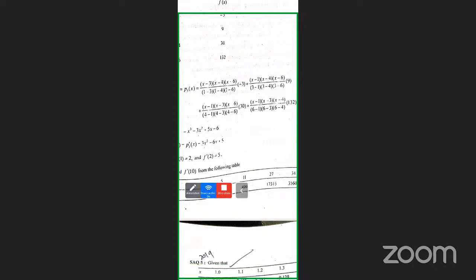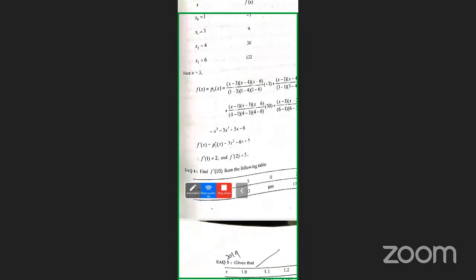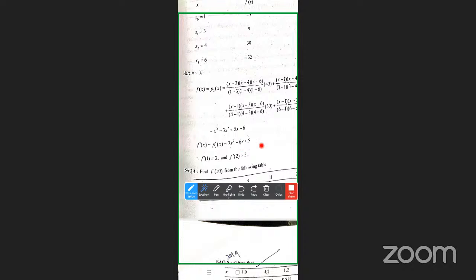To simplify this value, we get a polynomial equation. So this is the polynomial equation: minus 3x square minus 6x plus 5. So this one: minus 3x cube minus 3x square minus x cube minus 3x square plus 5x minus 6. So this is the polynomial equation.